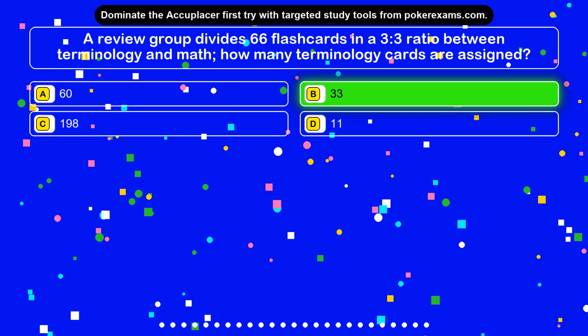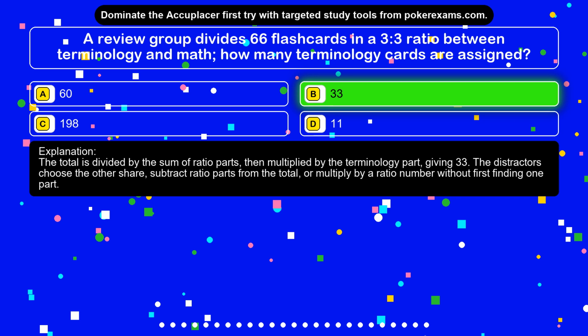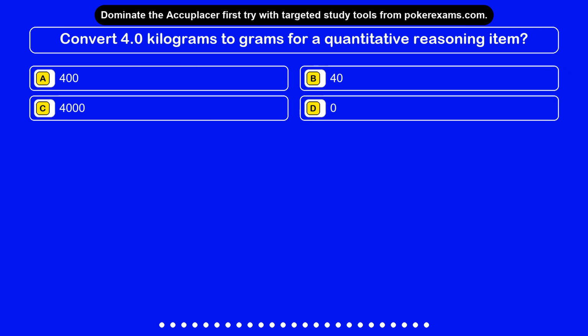The correct answer is option B, 33. The total is divided by the sum of ratio parts, then multiplied by the terminology part, giving 33. The distractors choose the other share, subtract ratio parts from the total, or multiply by a ratio number without first finding one part.